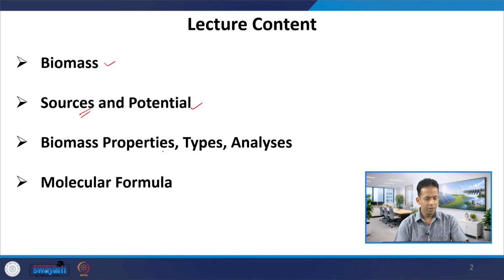This will be followed by some properties of biomass, the types of biomass, and different types of common analysis that we use to categorize or classify or to find the composition of the biomass. And finally, we will look at a small numerical on how to derive the molecular or the empirical formula of any given biomass based on its elemental composition.